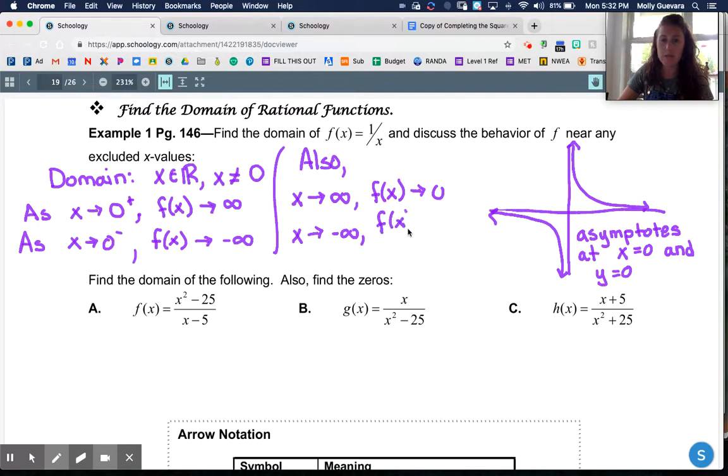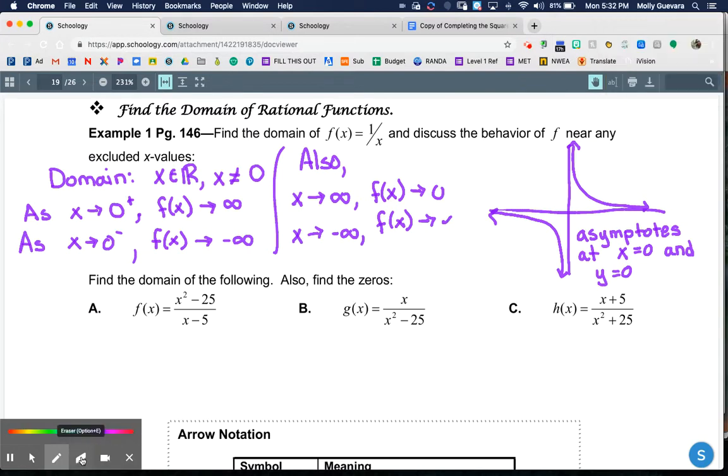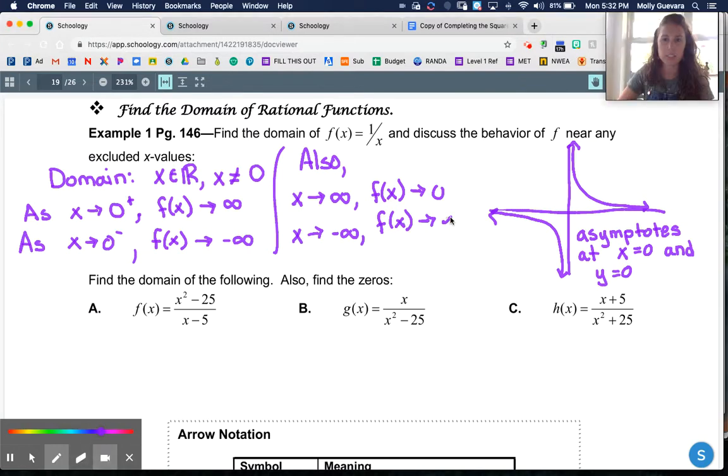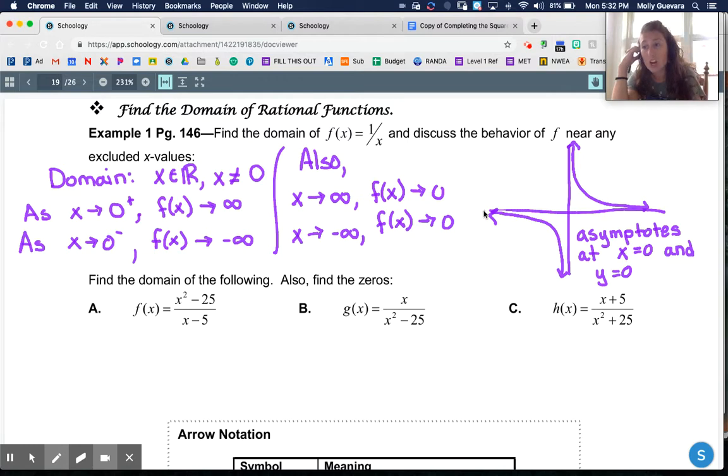So again, f of x approaches, I almost wrote infinity. Sorry. There we go. 0. Right? So as my x values get smaller, smaller, smaller, my y values get closer and closer to 0. So really what it comes down to is the domain are any values I'm not allowed to have in the bottom. So let's look at these 3 examples and see what we can come up with.